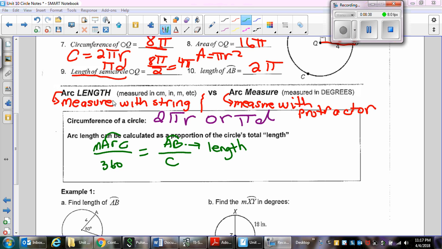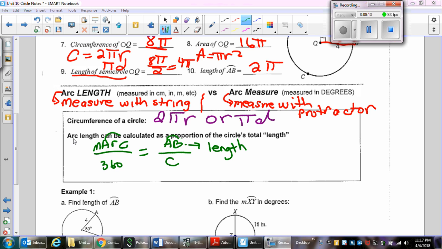So arc length, I know we put it here in the note that says it's a measurement in inches, centimeters, or meters. So that's something where you use a string. It's hard to use a ruler to measure the circle, but you can just measure it with the string and then put it on the ruler and you can find it. But when it comes to arc measure, we're talking about a protractor. What degree is this arc? Okay, so circumference is 2 pi r or pi d, as we said earlier.